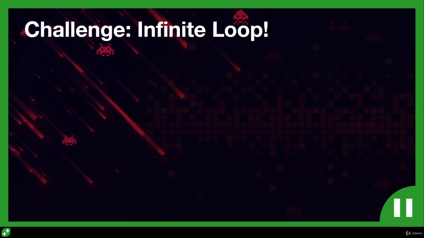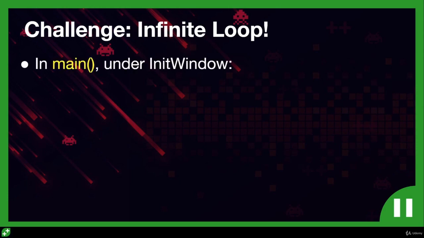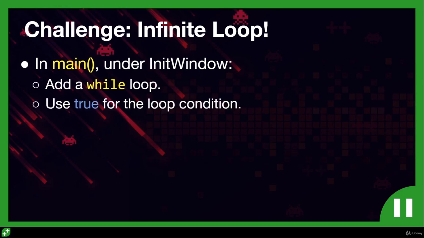In the main function, just under the call to init window, add a while loop. For the loop condition, simply use true. That's right, plug in the keyword true, which is literally the value of true. This way, the loop condition will always be true. Leave the body of the loop empty. There will not be any statements inside the curly braces.